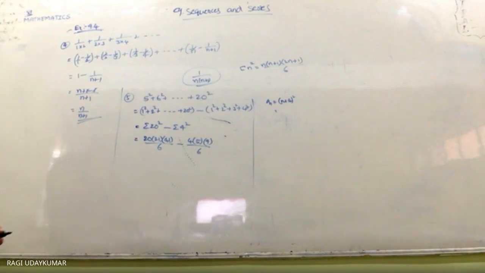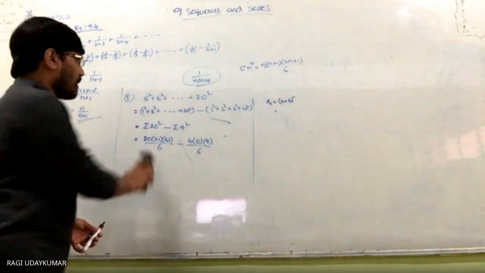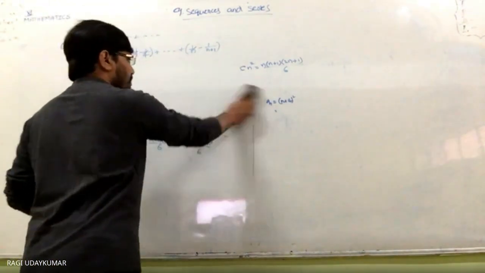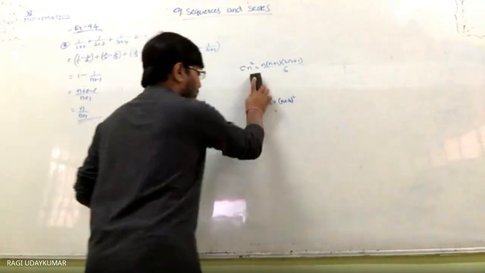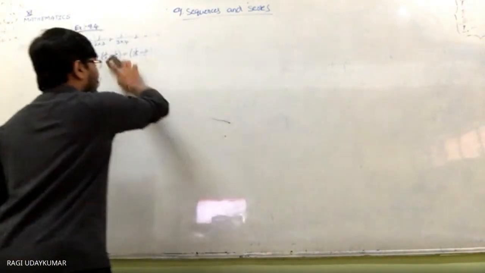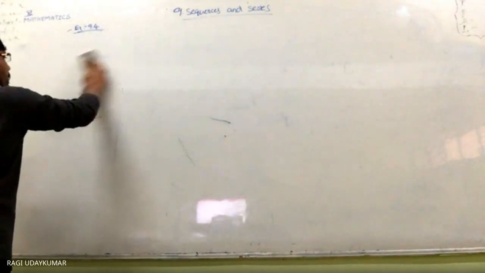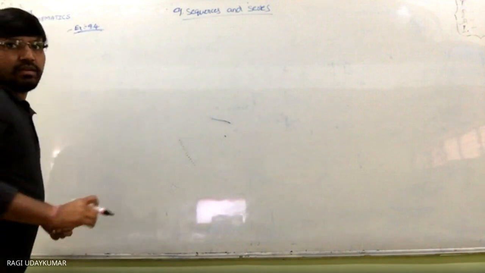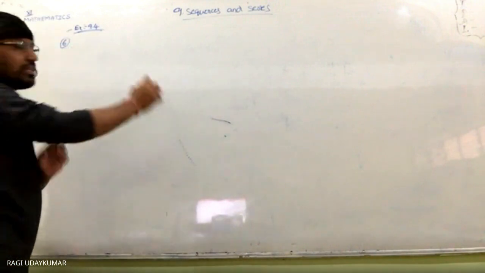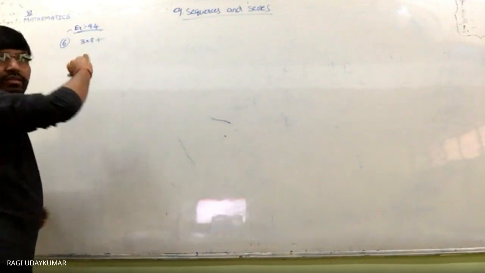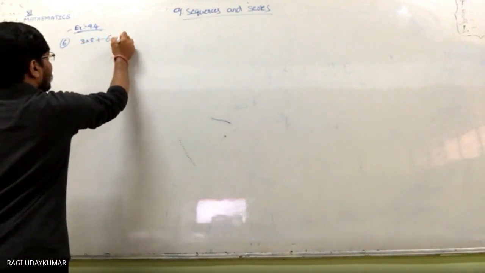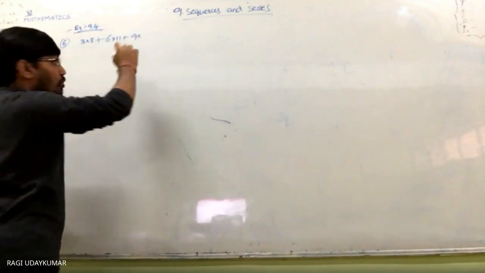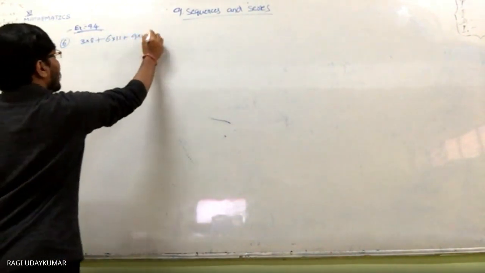Next, 6th question: 3 into 8, 6 into 11, 9 into 14. These are completely different things, not like the previous problems. How do we identify the pattern? Already I told you, if you are not able to identify it directly, you take it individually. So the question given is 3 into 8 plus 6 into 11 plus 9 into 14. See, 8, 11, 14 and so on is given. In this situation, what to do to find the nth term?